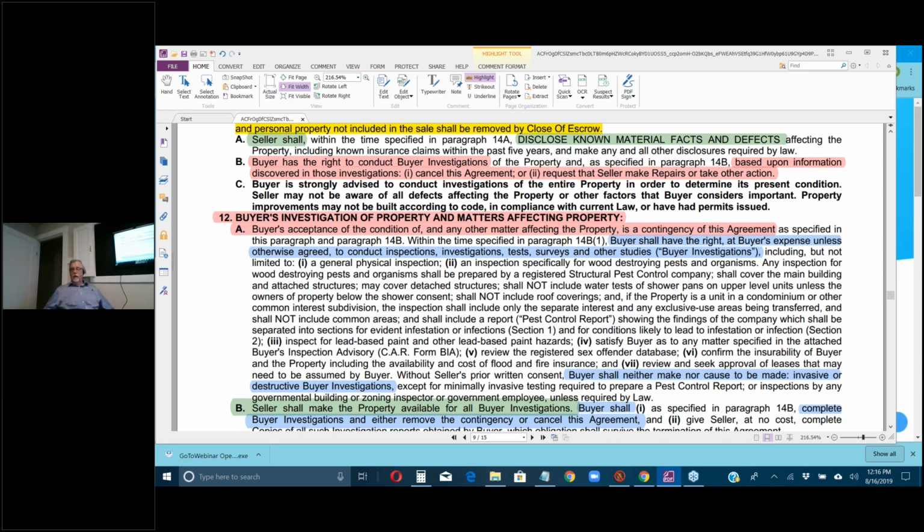Some years ago, I had a transaction in Blossom Valley. The buyer bought the property. The market was softer than it is even now.